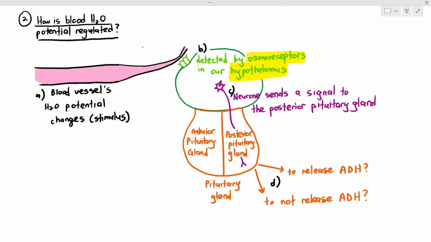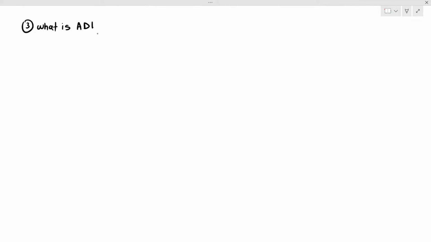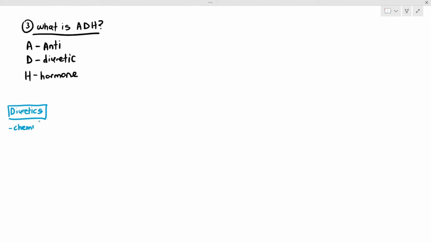So now you are like, what is this ADH, however? So let's talk about ADH. I know I'm introducing a lot of important things, but it will all fall into place. Don't worry. ADH is anti-diuretic hormone. Hormones are chemical signals that travel inside our blood. Diuretics are chemicals that make us produce more urine.